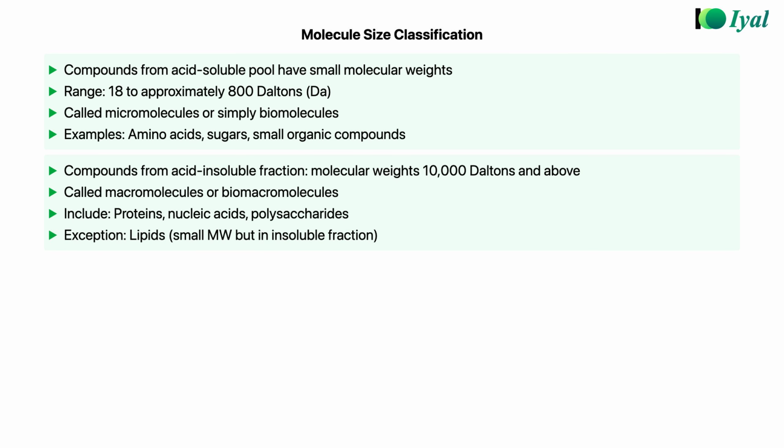The molecules in the acid-insoluble fraction, the ones that don't dissolve, those are dramatically bigger. Their molecular weights are in the range of 10,000 daltons and above. We call these macromolecules or biomacromolecules. They include proteins, nucleic acids, and polysaccharides.